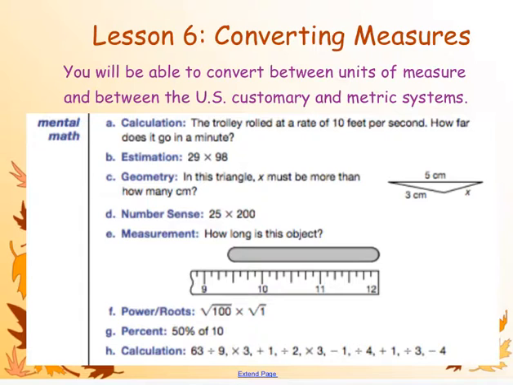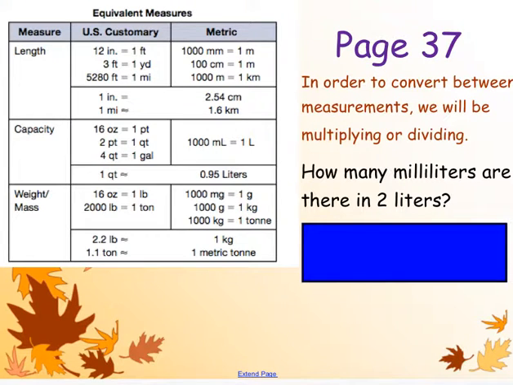So your goal is to be able to convert units of measure both with metric and with the U.S. customary system. So if you're looking at the Saxon Course 3 book, we have this on page 37, a really great chart of different equivalent measures. We are going to need to use this chart to be able to convert some measures. And our first question says, how many milliliters are there in 2 liters? So I have 2 liters, maybe a 2-liter soda. And I want to convert that to have a final answer of a certain amount of milliliters.